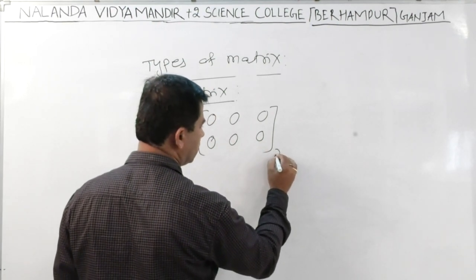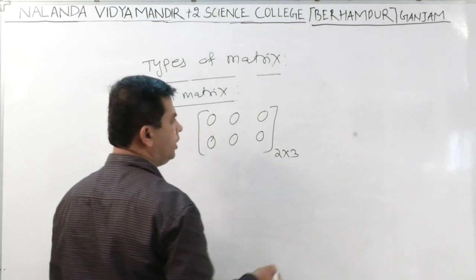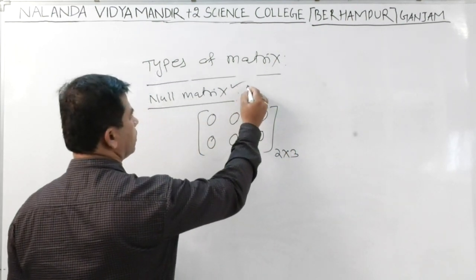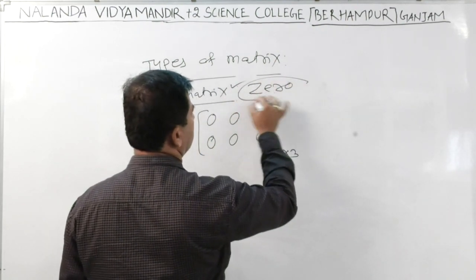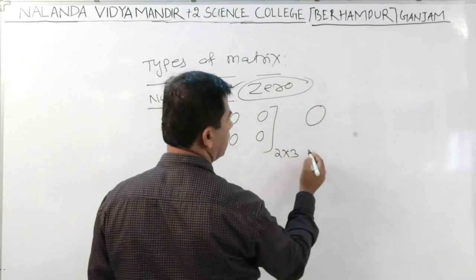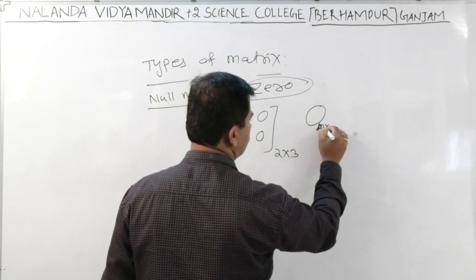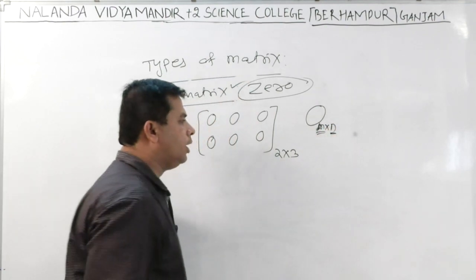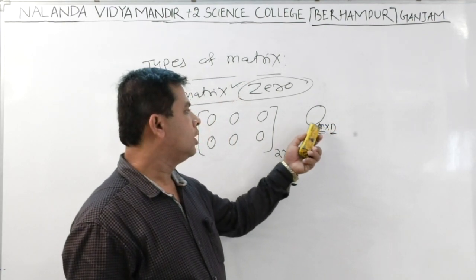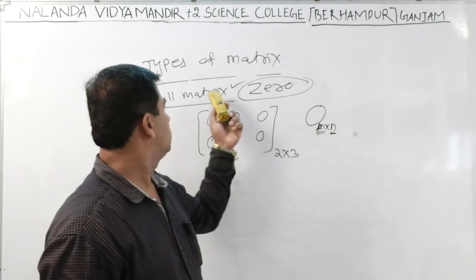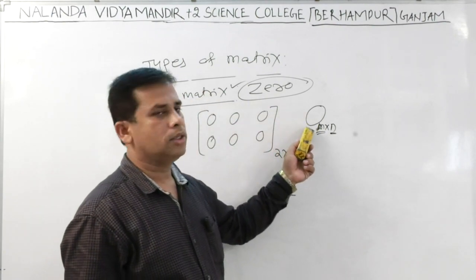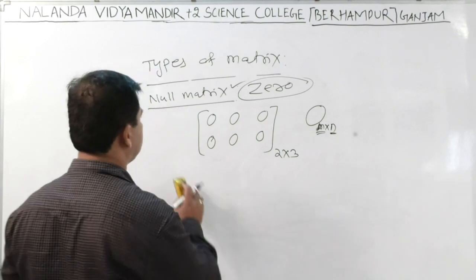The order of this matrix is 2 by 3. Generally, a null matrix or 0 matrix is denoted by 0, and the order may be m cross n, m number of rows and n number of columns. Then we can represent the 0 matrix or null matrix by 0.